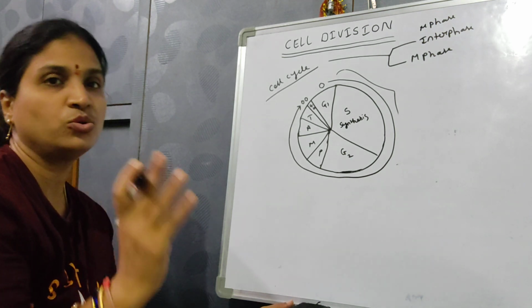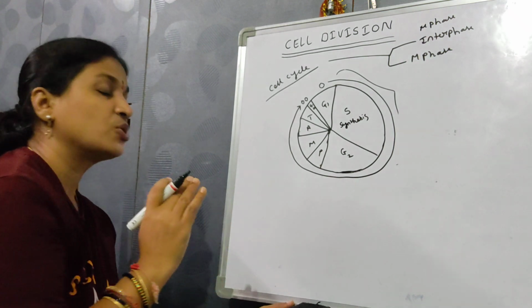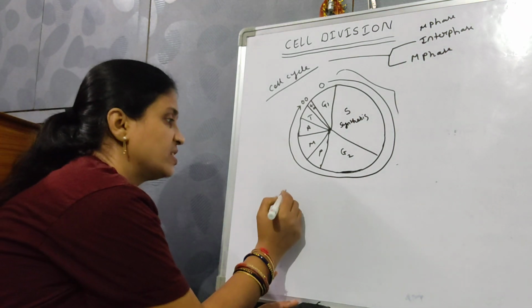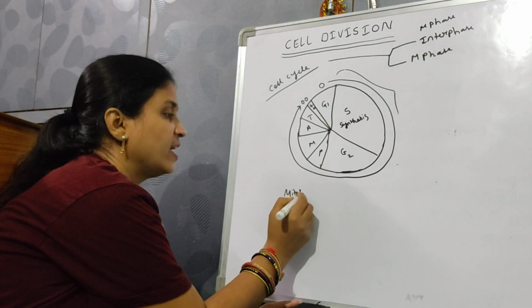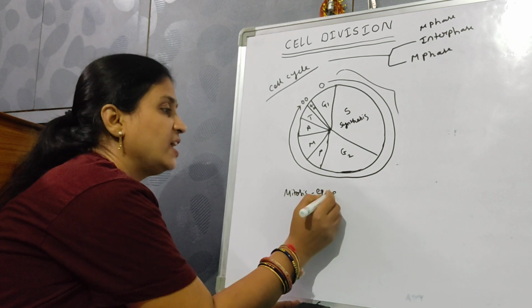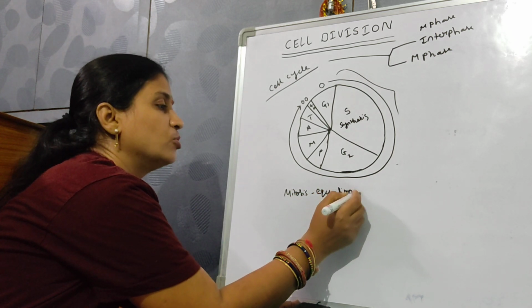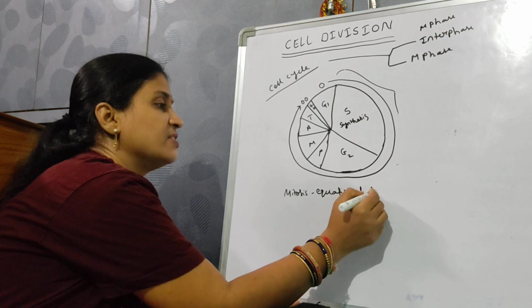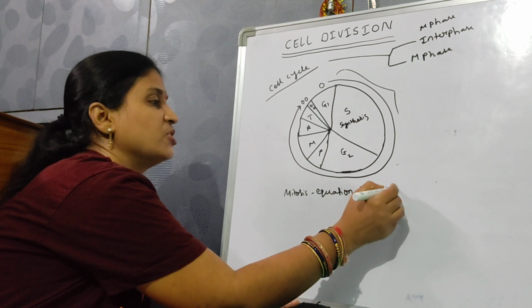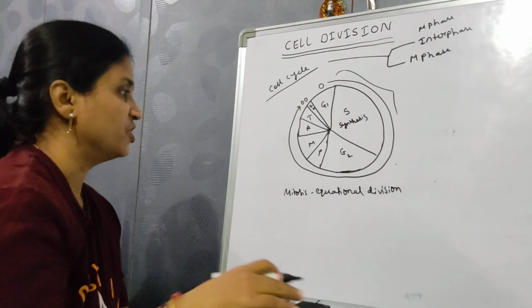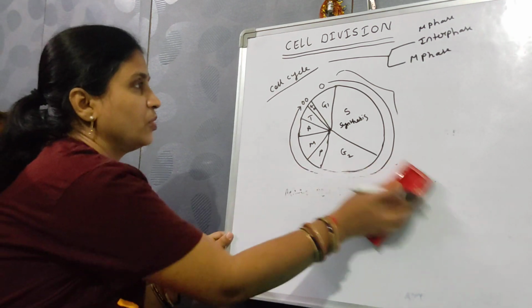And from one cell, two daughter cells are formed. And it is also called as equational division. The mitosis is also called as equational division because equally the chromosomes or the genetic contents is divided between the two daughter cells. Equational division.